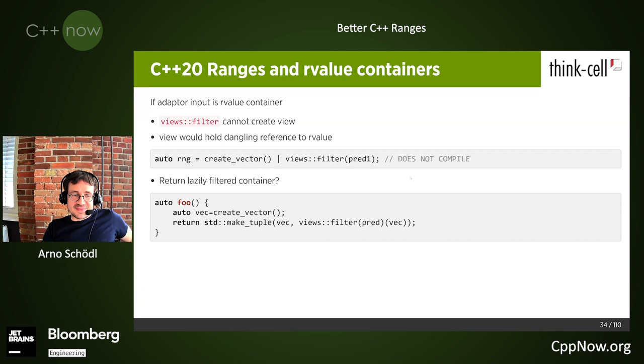For example, here with the function foo, you're creating a vector, and then you want to return this vector in a lazily filtered way. The naive way would say, well, if I need both the filter and the vector, maybe I can return them as a tuple. But of course, that doesn't work because the filter contains a pointer not to the vector in the tuple, but to the vector on the stack, in the stack frame of the function foo. And so you would get a dangling reference if you do that. That doesn't work.